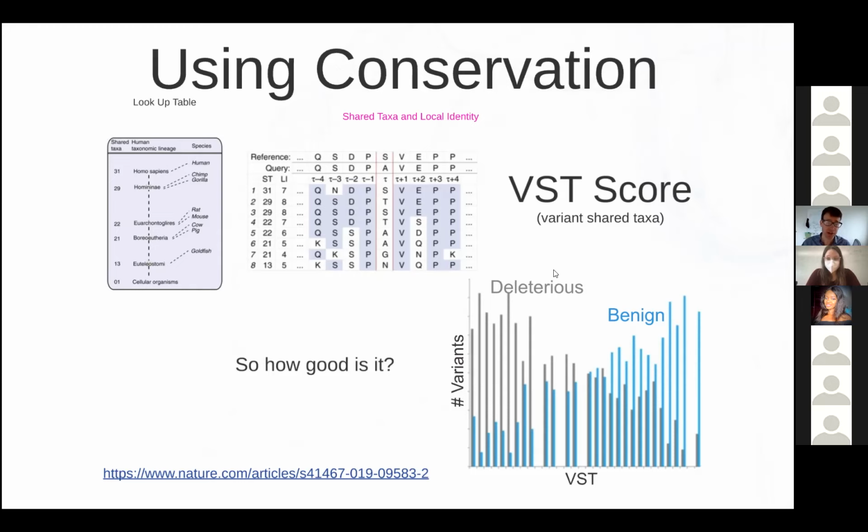Many of the scores that you guys know about, like CADD scores, for example, use various kinds of conservation information and evolutionary information to try to make their predictions. But just keep in mind that this is a great place to start, but certainly is not the final answer.